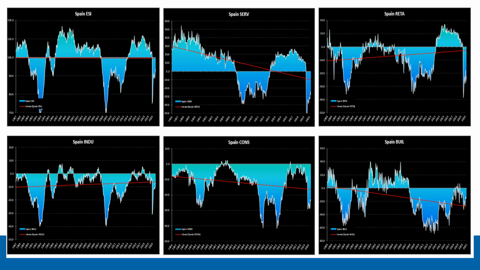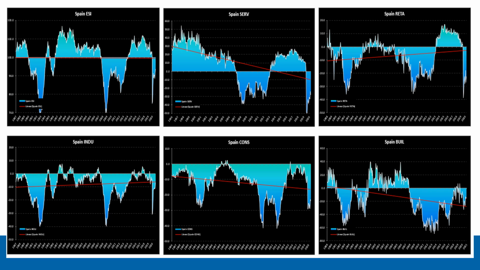Retailers, similar to Italy, not bad considering the backdrop of consumer sentiment within the Eurozone. And we have that period in the 2013 to 2019-2020 period, where we actually had positive sentiment for quite a while in Spanish retailers. And the slope, our long-term moving average, is going higher.